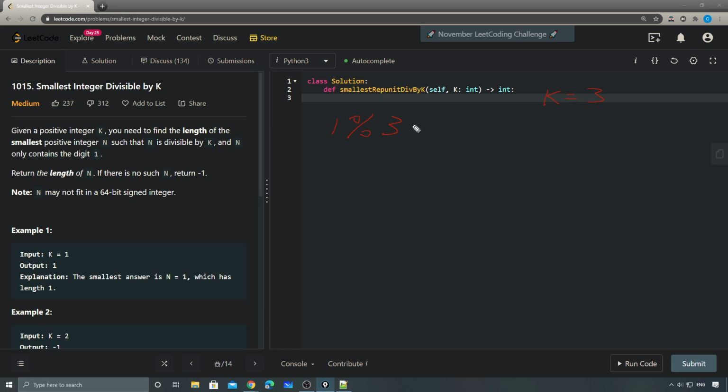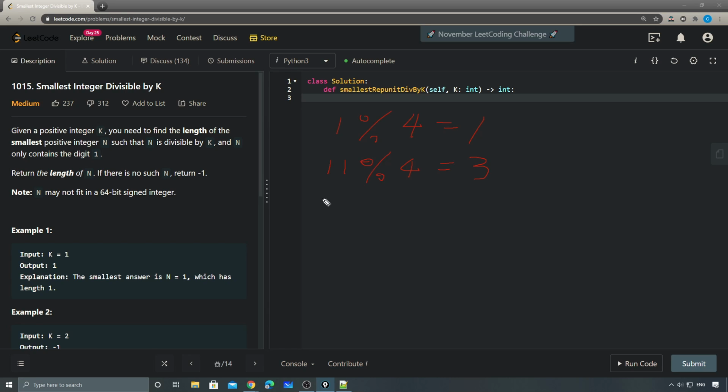1 divided by 3 gives a remainder of 1. And then we append a 1, now it's 11. 11 divided by 3 equals 2. Actually, let's not use 3. Let's use 4. I think 4 is better. So let's say k is 4 here. It's 1, and 11 modulo 4 is 3.